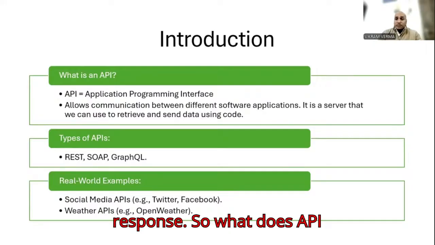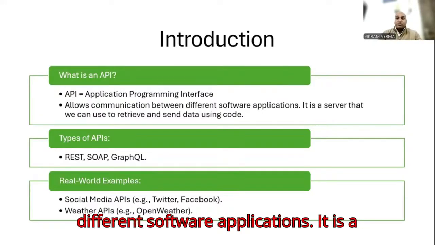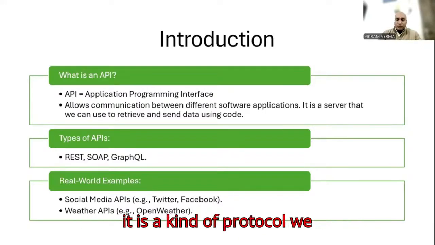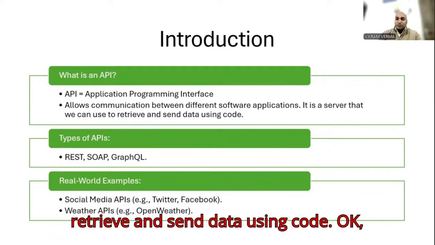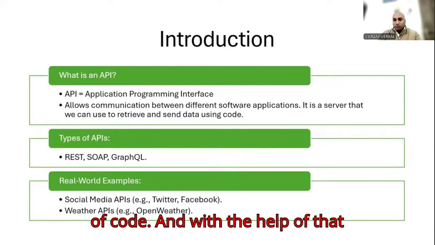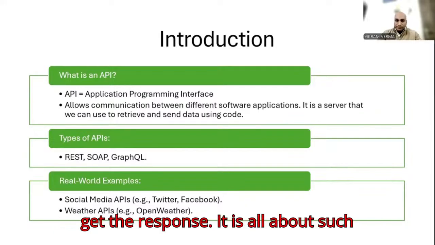So what does an API do? An API allows communication between different software applications. It is a kind of server, we can say. Sometimes it is a kind of protocol that we can use to retrieve and send data using code. So we need to write a set of code, and with the help of that code, we can send the request and get the response. It is all about such kind of communication.